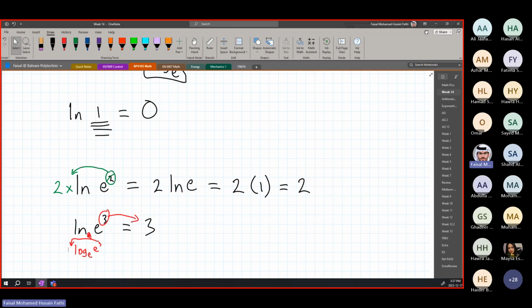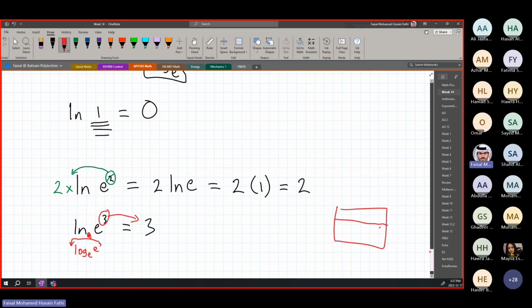On the calculator, ln is right next to the log. If this is your calculator, you have your on button, here you have log, then you have ln. This is just normal log and this is natural logarithm. Okay.